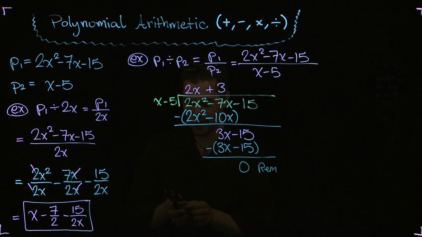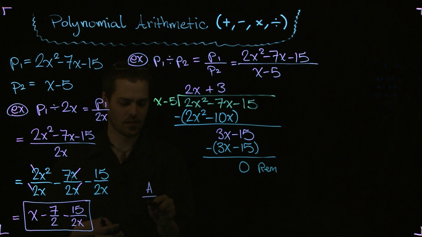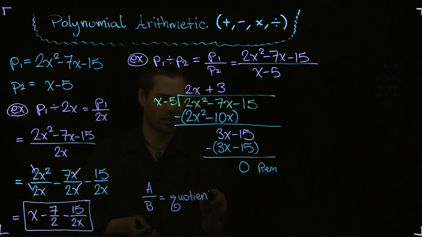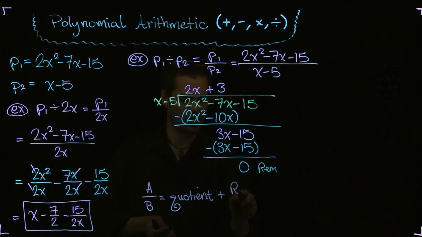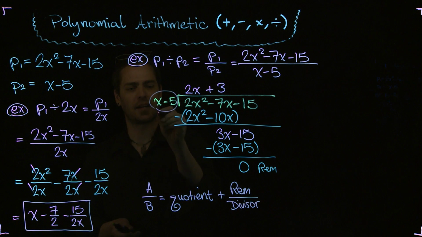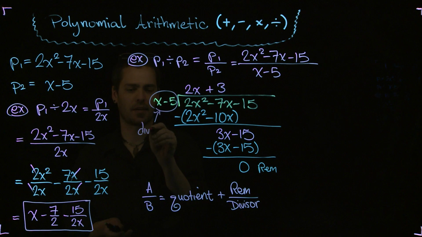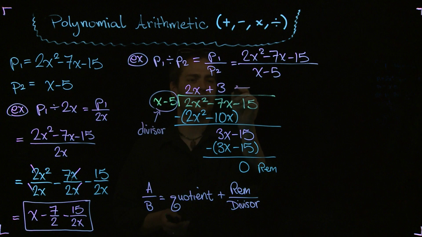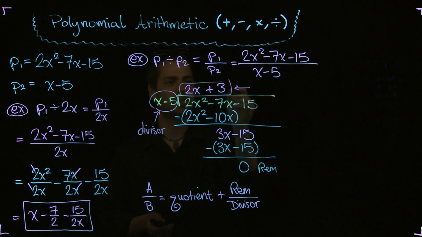And remember, whenever you're dividing anything, a over b, if we do it the long division way, then we can always say, okay, that's the quotient plus the remainder divided by the divisor. Now in this case, our remainder was 0, so all we're left with is the quotient. Let me just point it out. This guy is called the divisor. Okay, you see the remainder right there, and up here, whatever we have there is the quotient.